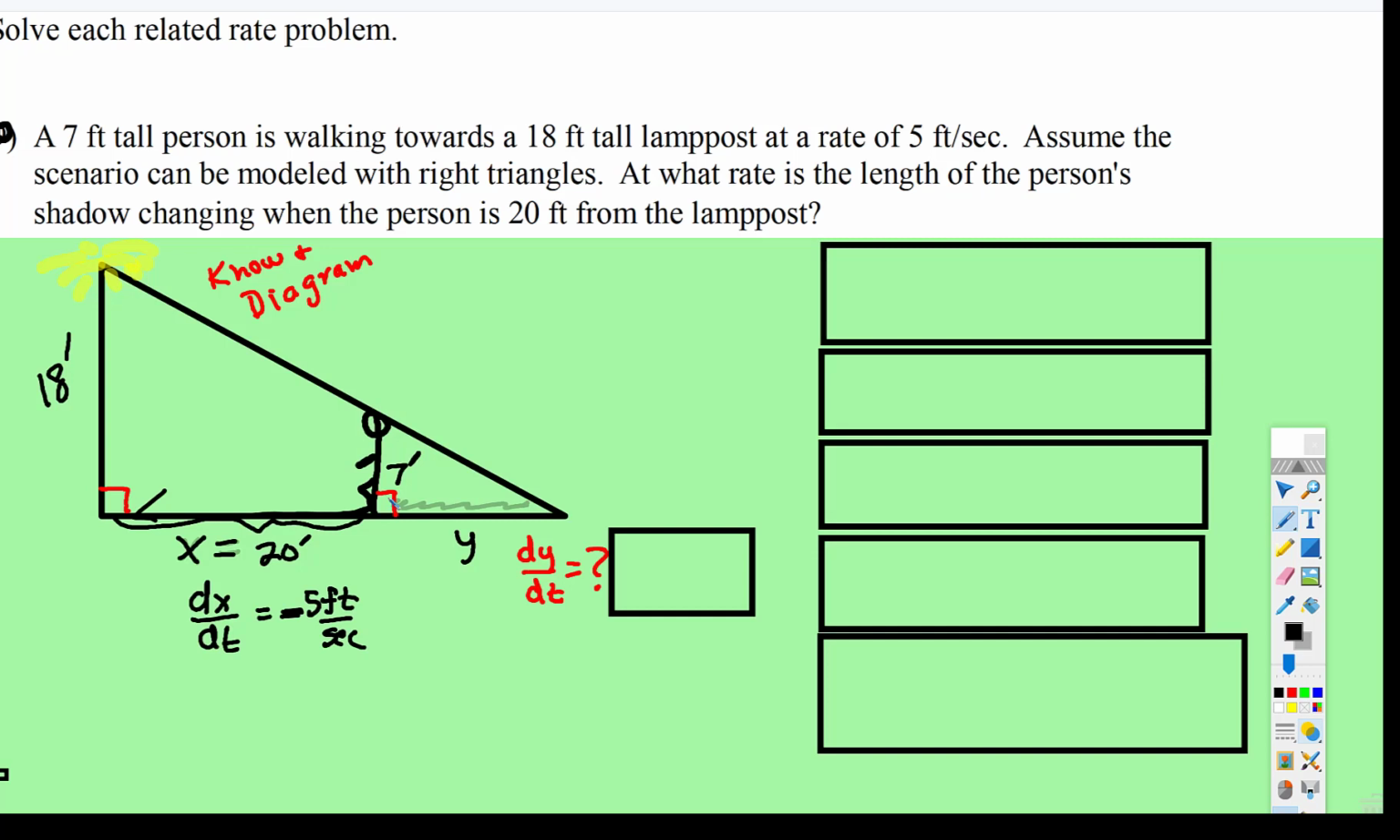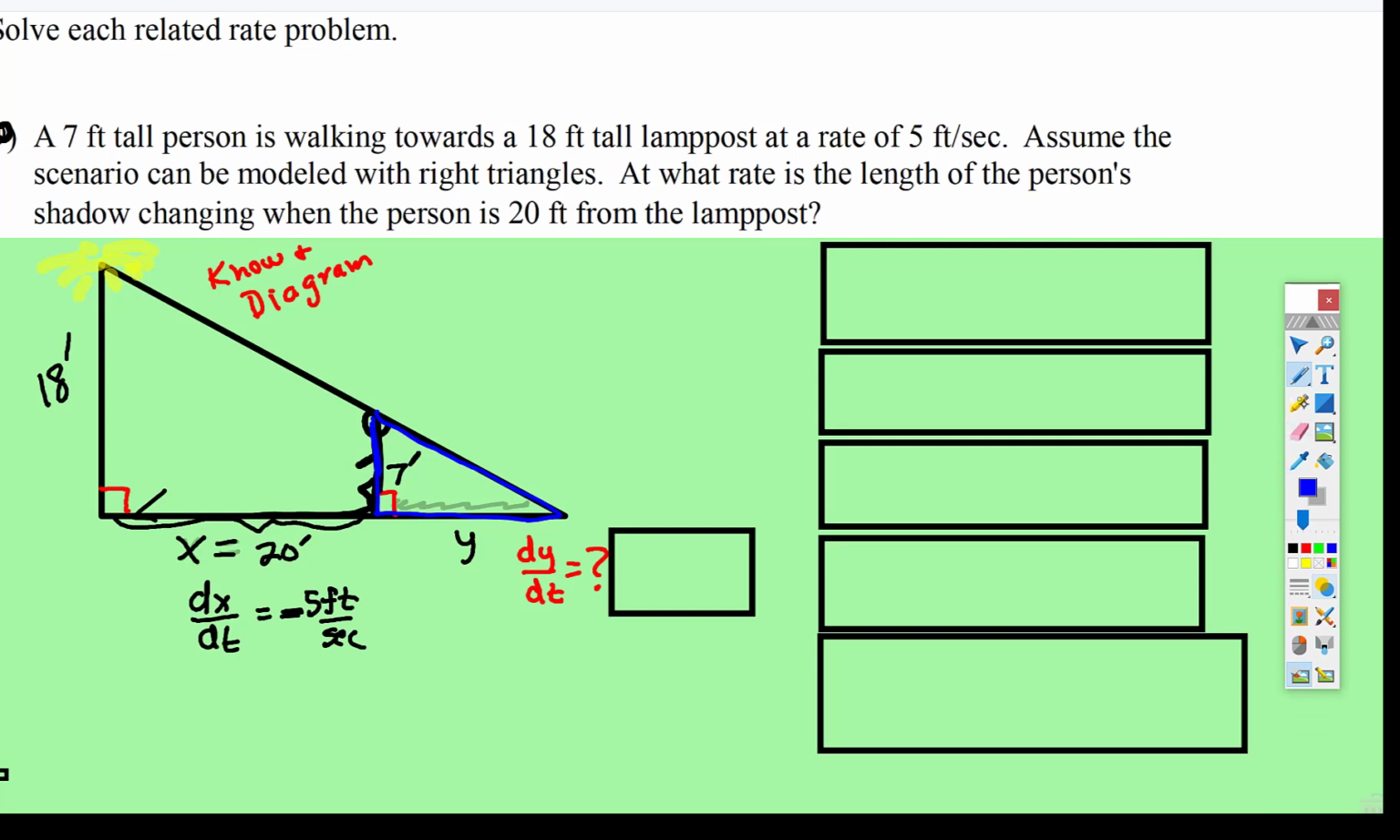But what we know, look, we have this triangle right here. Let me put that in a different color. We have this triangle that sits inside, and what we've learned, if they're both right angles, then they form a proportional relationship. So look at what we know. We know that this y is proportional to the 7 feet.